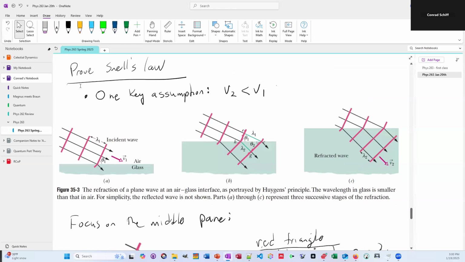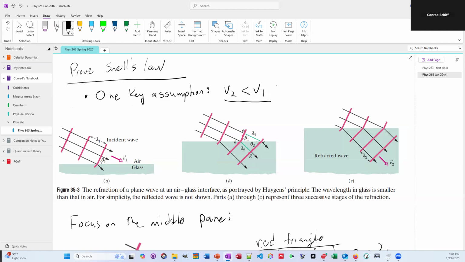Your book offers figure 35.3 as the method for doing that. And the one key assumption that we talked about in a phenomenological sense in chapters 33 and 34 is that a wave slows down when it comes into a medium. So we're going to assume that we have light coming in air. I appreciate that for all intents and purposes, the speed of light in air is almost the same as the speed of light in a vacuum, but it's not quite. So the speed of light in air will be v1, and that speed will be greater than the speed of light, say, in glass where it's entering.